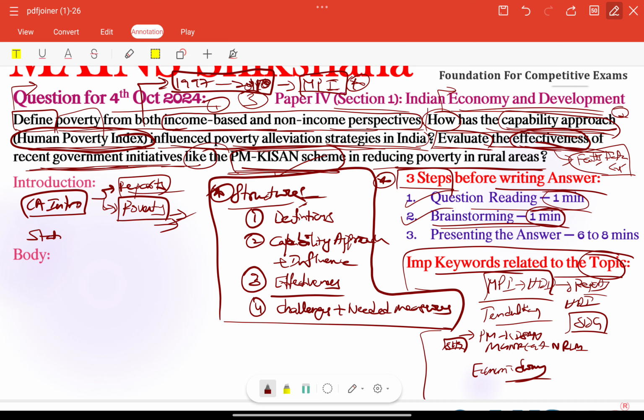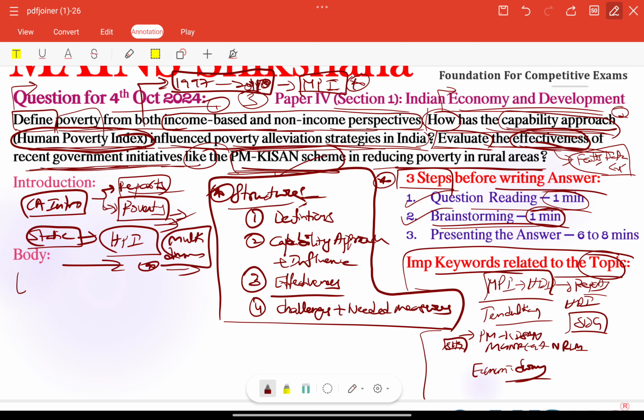So here we need to use this type of information, other than reports or something. We can talk about some static part here regarding poverty, because poverty alleviation strategies have evolved beyond income based measures, incorporating non-income perspectives also. Whatever we have, the HPI framework, which emphasizes a multi-dimensional approach these days, that is very important. However, the effectiveness of these strategies in rural areas needs to be critically evaluated. We need to connect these types of sentences in the background part, before writing the body part.